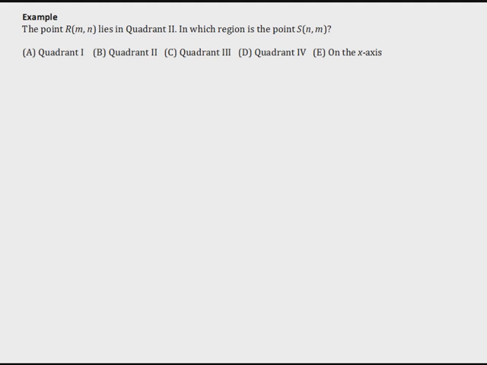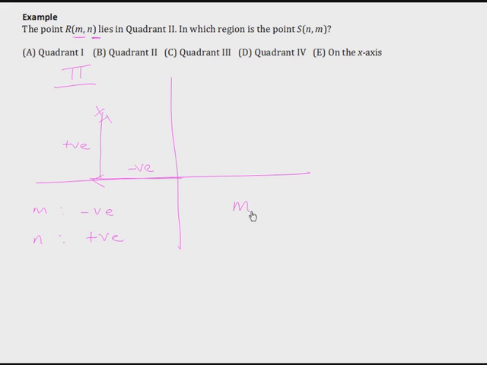So let's see our first example. The point R (m, n) lies in quadrant 2. That means it lies here. This is the second quadrant. Here m is the x coordinate and n is the y coordinate. So since it lies in quadrant 2, I know that the x coordinate is negative and the y coordinate is positive. So m is negative and n is positive. So let's take values for it. Let's take m equal to say minus 4, n equal to say 3. So the point R becomes (-4, 3).